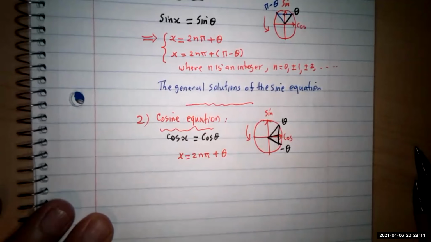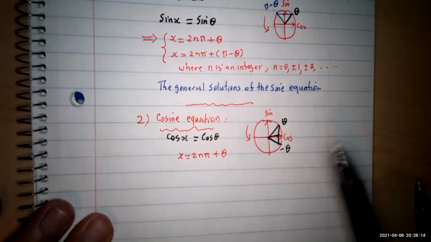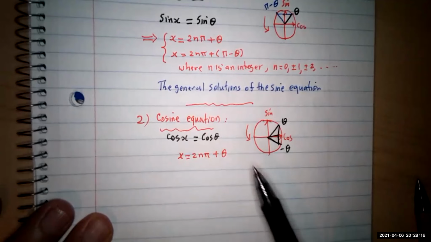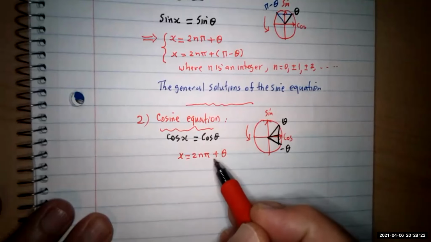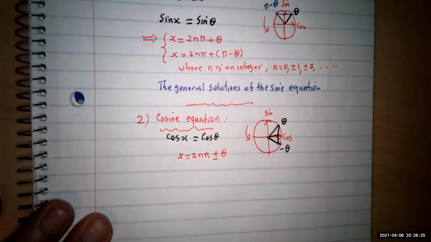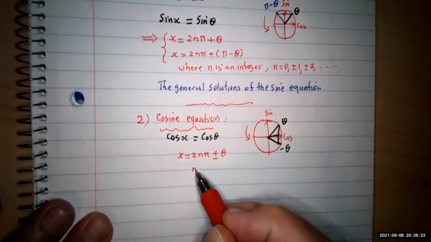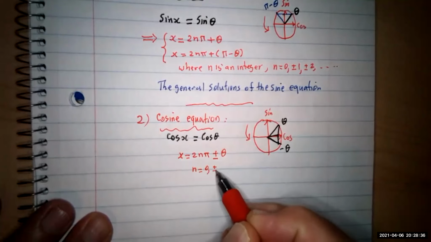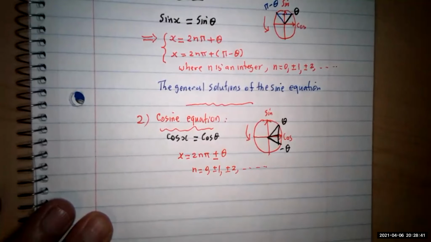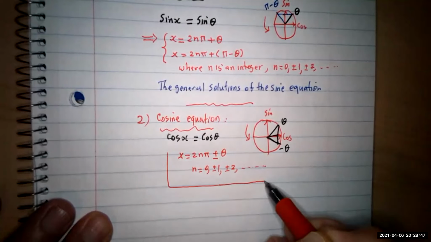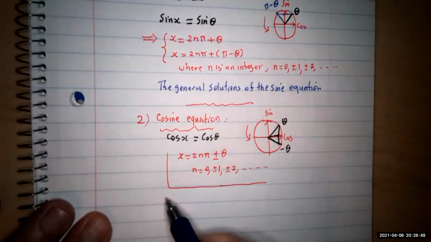So we can do the same thing to the second one. So you can get the negative theta and just go on and on. So people usually put both of them together. We say x equal to 2n pi plus or minus theta. Okay, so that gives you the general solution. Again, this is the case when n is equal to 0, positive or negative 1, positive or negative 2, etc. So this is the formula that you have to memorize for the general solution.